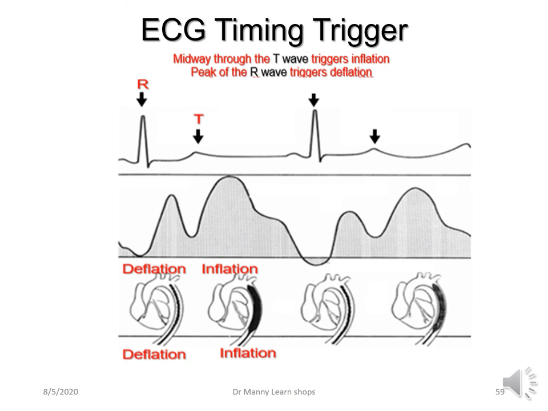This is the ECG timing or trigger, and this is where midway through the T wave, the machine recognizes the T wave and inflates the balloon. Then it recognizes the R wave, or the peak R wave, and triggers deflation. So it's important that you have an ECG waveform like Lead 2 that gives you a positive R wave and a positive T wave, because the machine has to recognize the ECG in order to time it correctly. That's why things like cardiac dysrhythmias, such as ventricular tachycardia, atrial fibrillation, atrial flutter, and ECG rhythms with premature ventricular complexes, may be problematic.